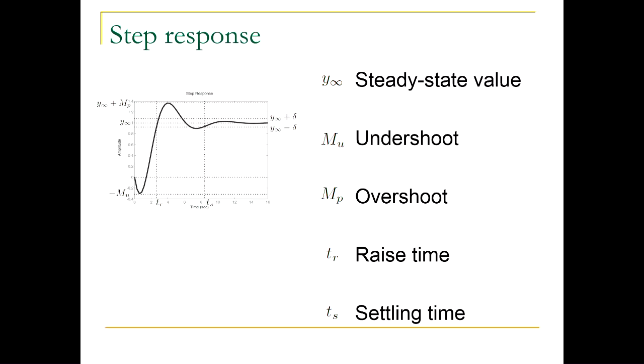I love the example of Zoolander. If he wants to turn to the left, he goes to the right. So that's an example of undershoot, right?